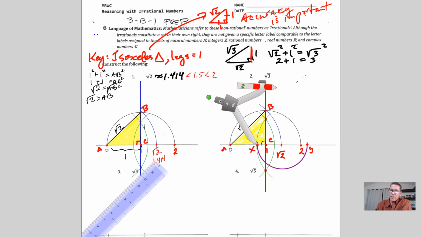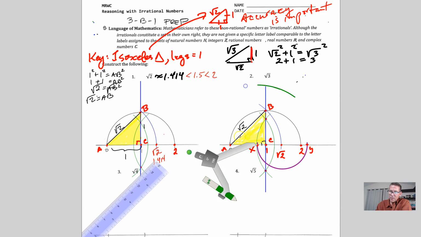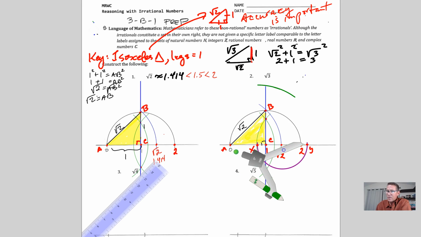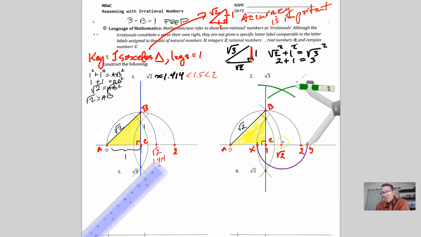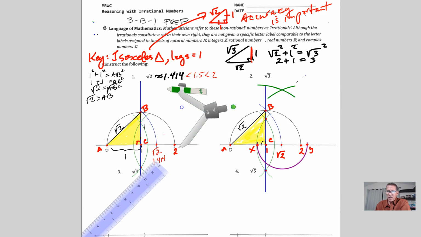So let me pick, I'm going to pick green right here. So what I'm going to do is construct one arc here. Okay, I'm going to switch hands. Okay, I'm going to move it over here to the other point at Y. I've got to move it up. And notice these arcs intersect above, directly above root 2. Directly above root 2.